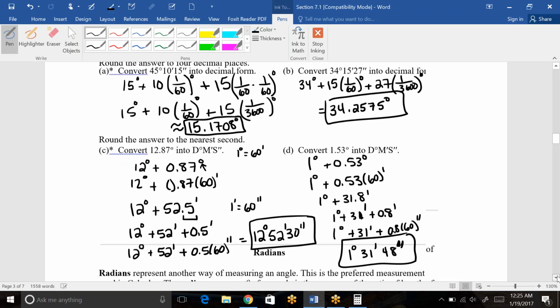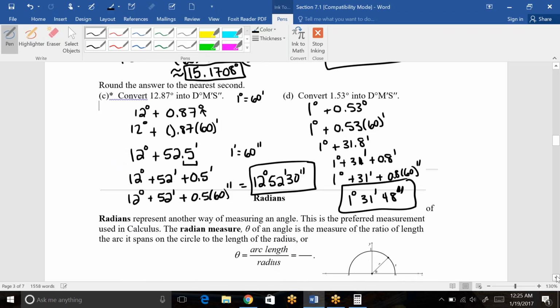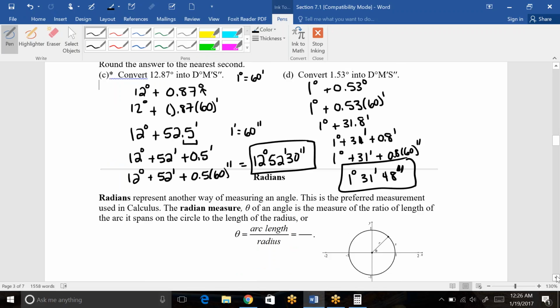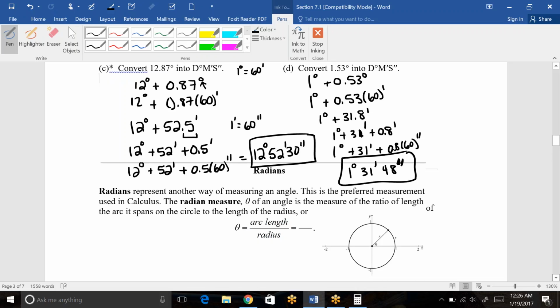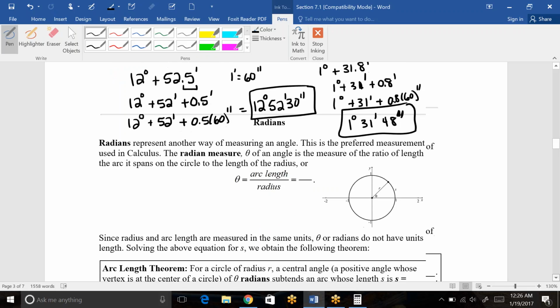Okay, our next definition is on radians. Radians represent another way of measuring an angle. This is the preferred measurement we use in calculus. The radian measure theta of an angle is the ratio of the length of the arc that it spans on the circle. That's part of its circumference, essentially. It's a portion of a circumference that's made by a central angle. That's what we're going to talk about in a minute. And we compare that to the length of the radius. So theta is arc length over radius.